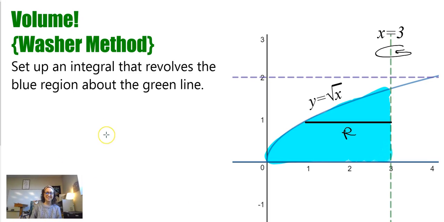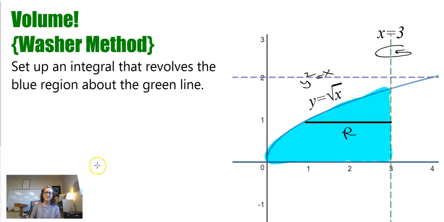Now, this radius, would you find its formula using top minus bottom or right minus left? This would be right minus left. So would your integral all be in terms of x's or y's? This would all be in terms of y's, right? So we would first need to take this equation here and solve it for x in terms of y. So if I square both sides, I'd get that x equals y squared, right?